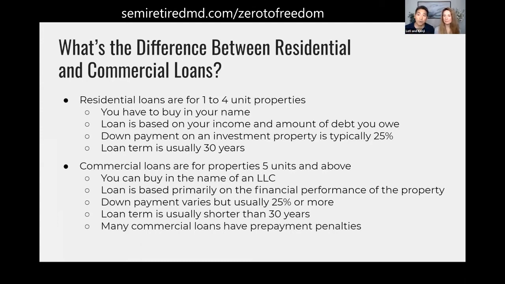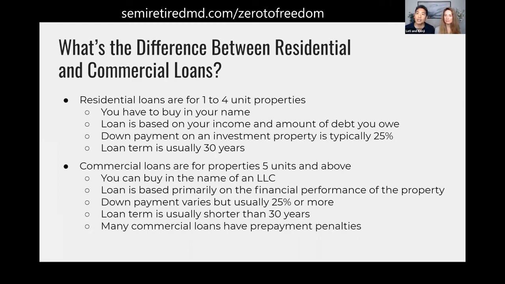The down payment for a commercial loan also varies, but it's usually more than 25%, especially when there's a downturn. The lenders will want to lower their risk by increasing the amount of the down payment to, let's say, 30 or 35%. Next is that the loan term is usually shorter than 30 years. They're amortized over 30 years, but the term is oftentimes 5, 7, or 10 years. And so at the end of that 10 years, let's say, there'll typically be a big balloon payment.